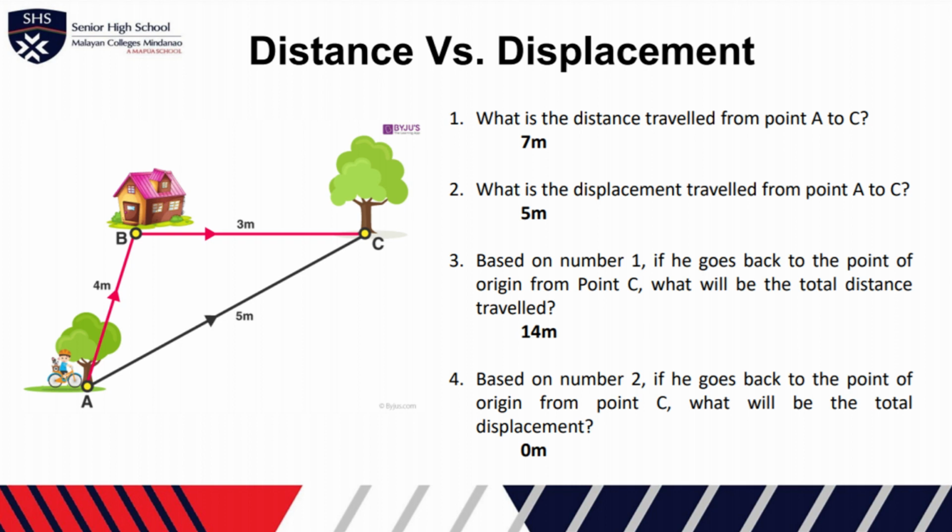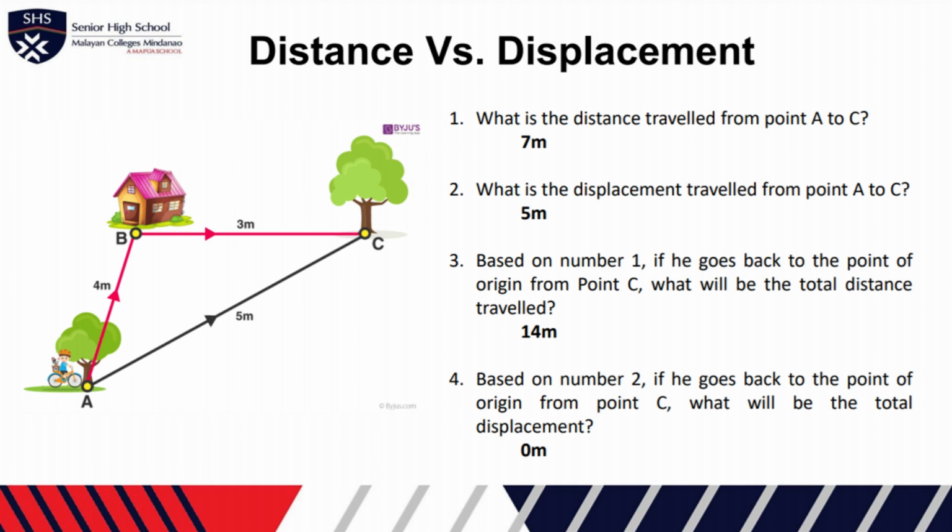Number 4. Based on number 2, if he goes back to the point of origin from point C, what will be the total displacement? There is a cue that it should be 0 meters. Why is it 0 meters? Because when an object goes back to the point of origin, it means it has not gone far out of place from the origin, giving you only 0 or no meters or no displacement at all.